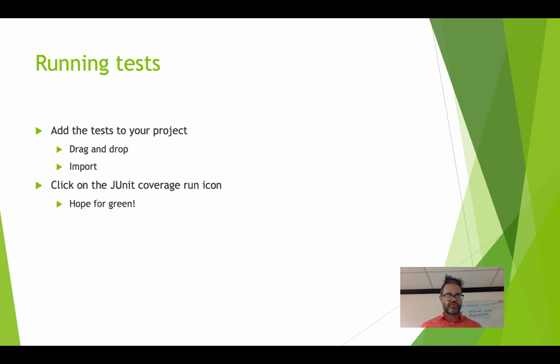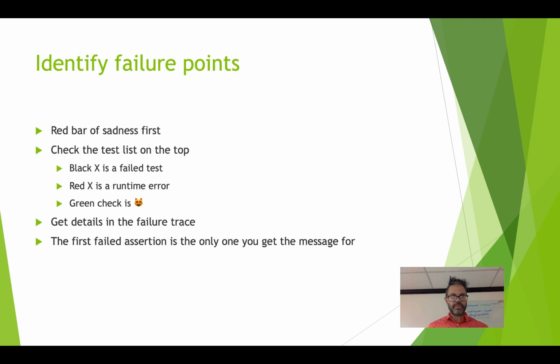To run the tests, all you have to do is click the JUnit coverage run icon. It's up in the top left, and hope for green. We can identify our failure points. The first thing we'll see is the red bar of sadness. I know, tears.